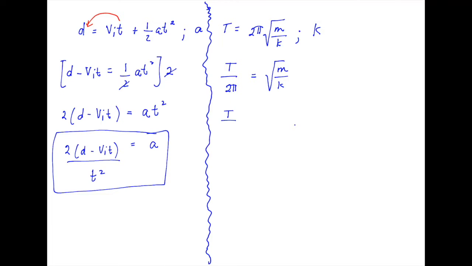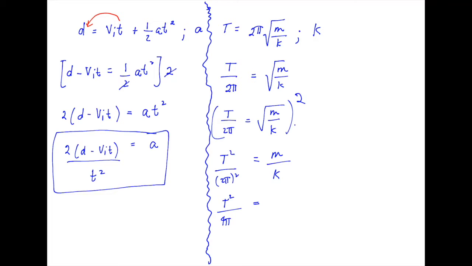Now, in order for me to simply remove the square root, I could just square both sides. And that would become t squared over 2 pi squared, and what is the square root of m over k squared? That would become m over k. And this would become t squared over 4 pi squared, and then we have m over k.